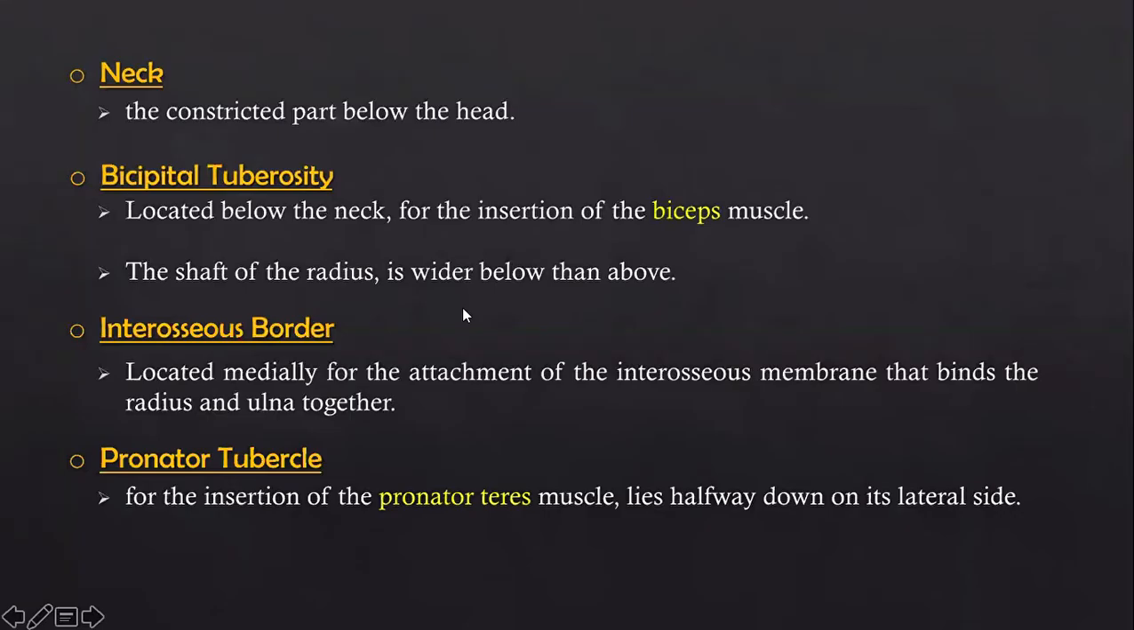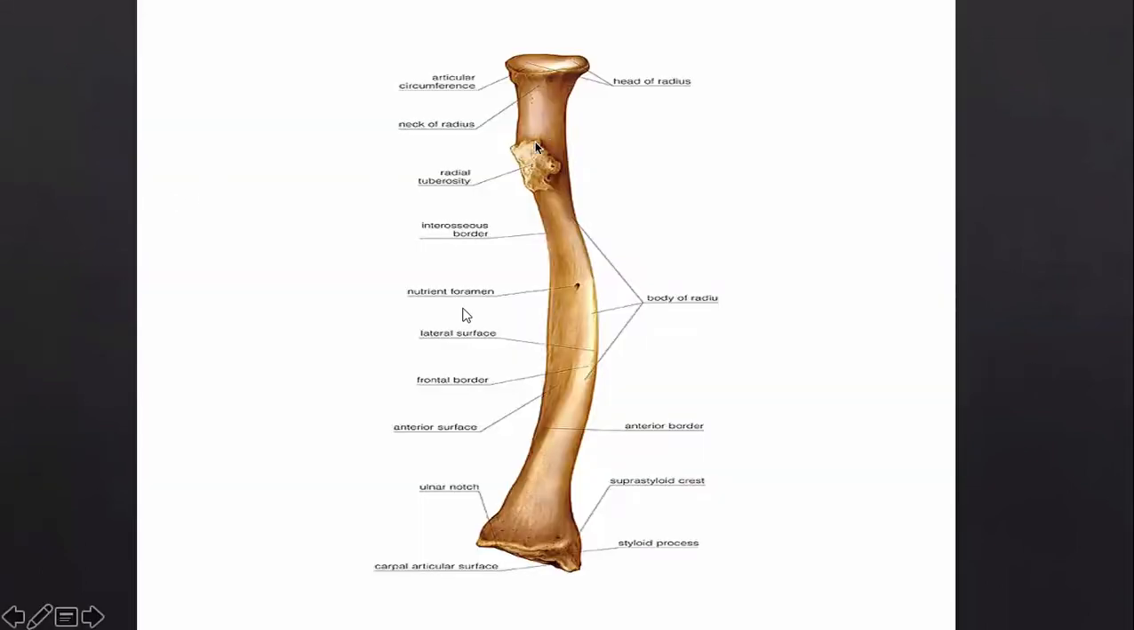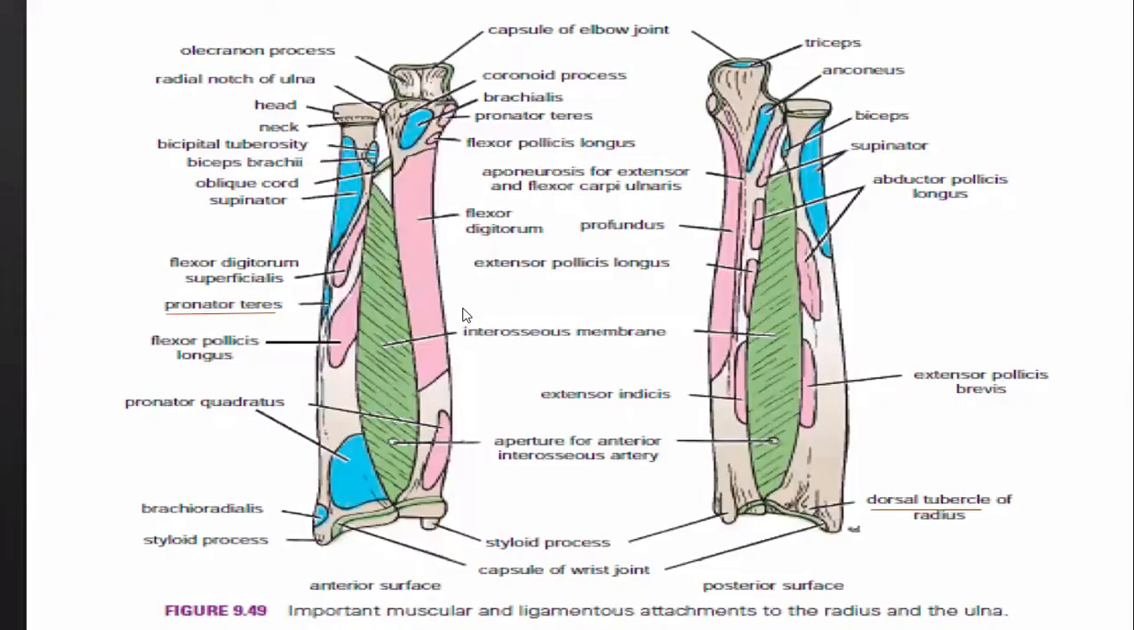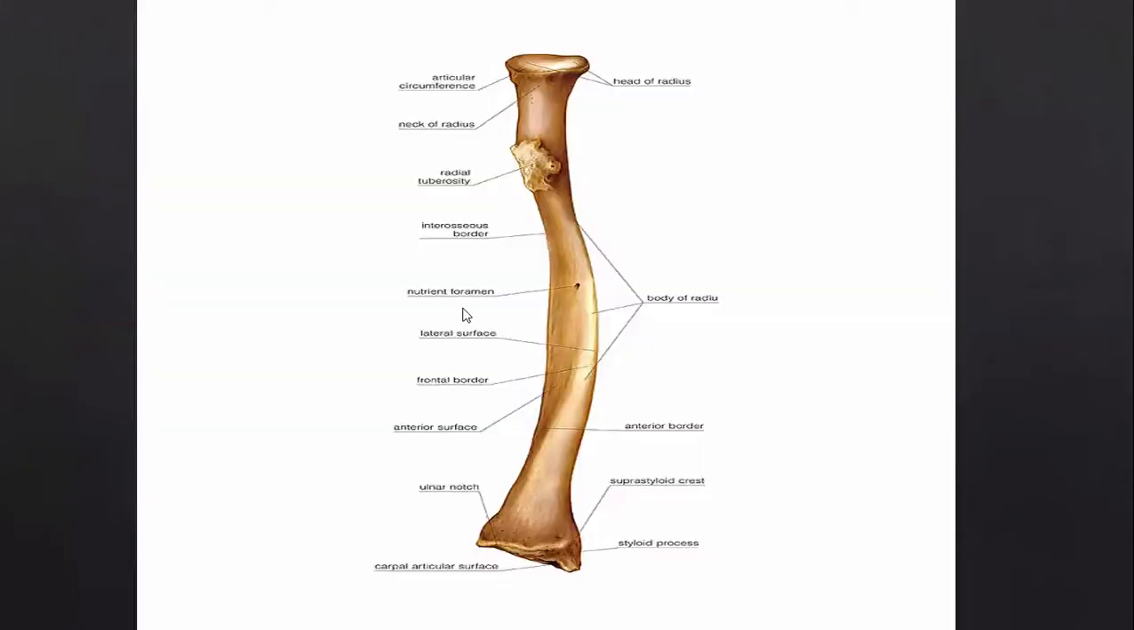The other parts of the radius, the neck. The neck is the constricted part below the head. So this is the neck of the radius. The bicipital tuberosity is located below the neck. This is for the insertion of the biceps muscle. This is the bicipital tuberosity.